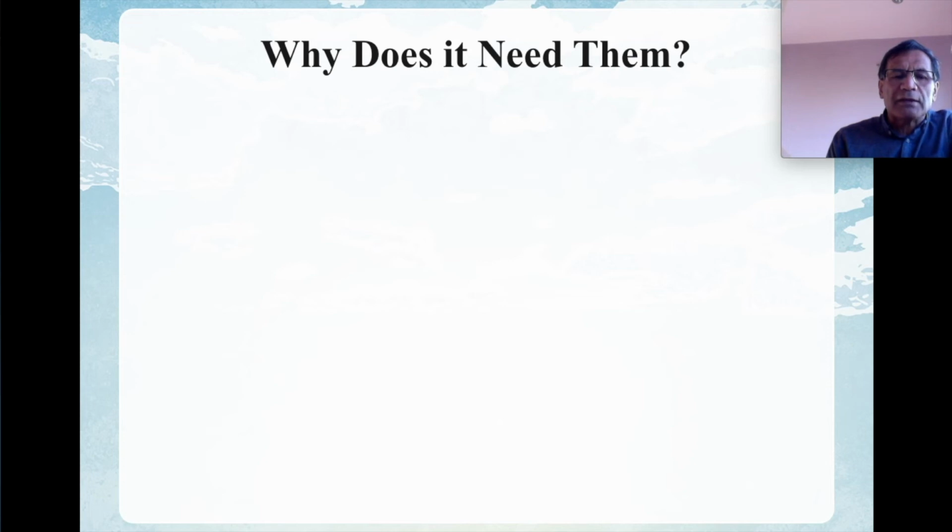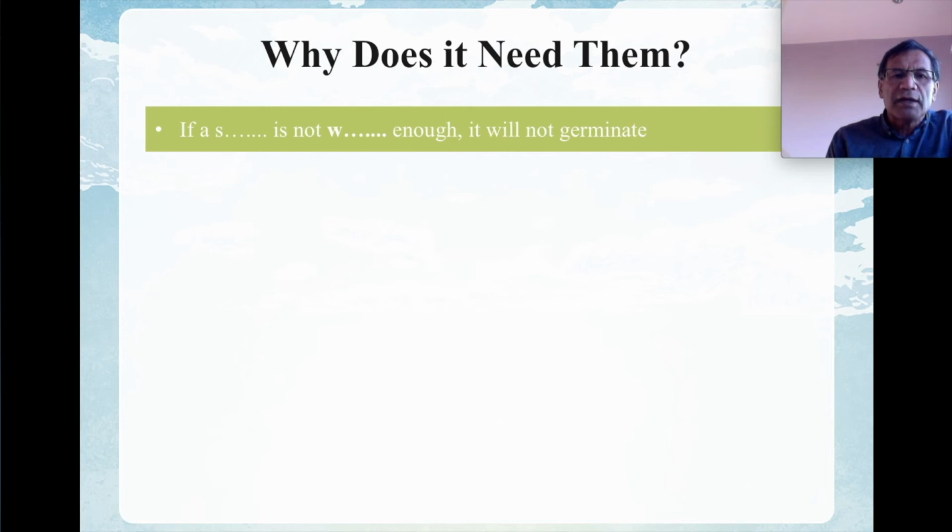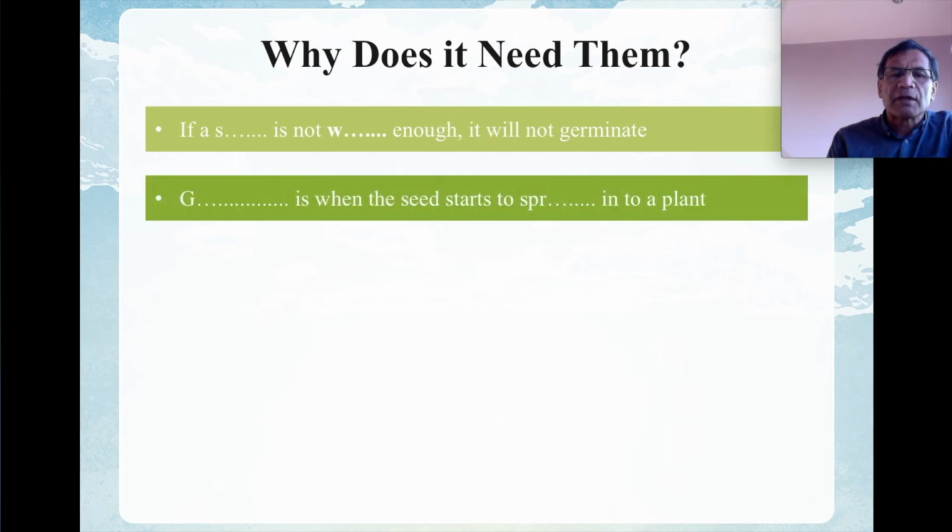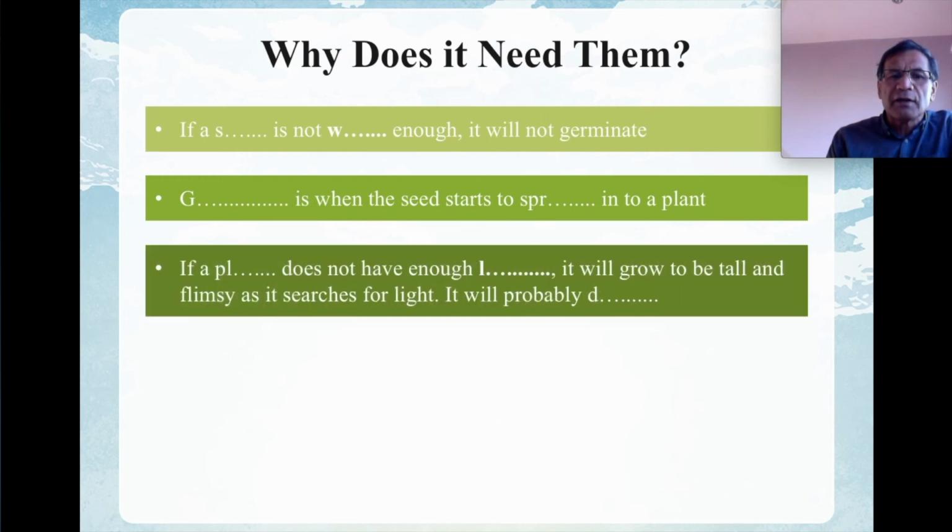So you can always go back and look at the video, but here's a little quiz for you. If a something beginning with S is not something beginning with W enough, it will not germinate. What is the S? What is the W? So the word you're looking for starts with a G. G is when the seed starts to sprout into a plant. You can always go back and check. So this was on the previous slide.